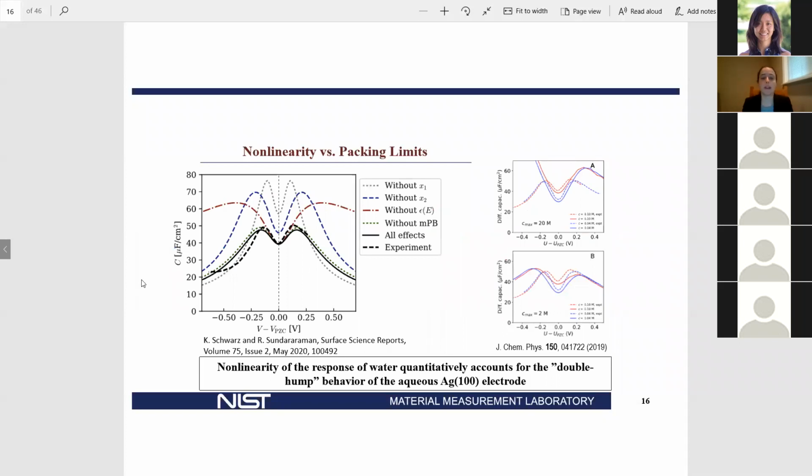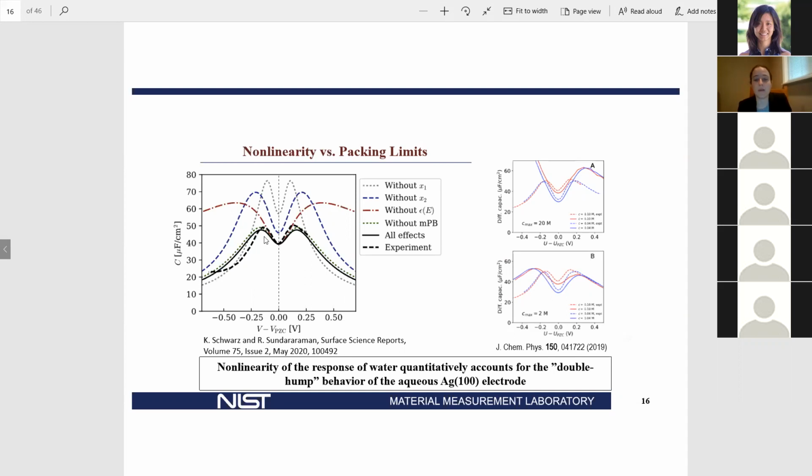In comparison, when we consider the nonlinearity versus the packing limits, once again here I have the experiment shown in dotted black lines, and the solid black line shows inclusion of every single model effect that we considered. We have an X2 gap, we have an X1 gap, we include the nonlinearity of the dielectric, and we have the modified Poisson-Boltzmann equation. One can see from the black line that if we include all of the effects, we have fairly good agreement with experiment. However, we can remove each one of these effects and see how much they matter.